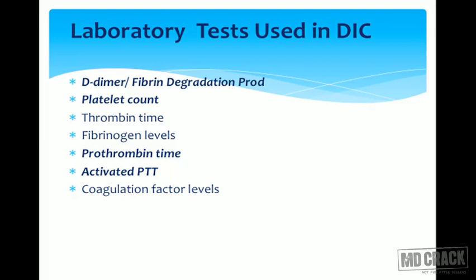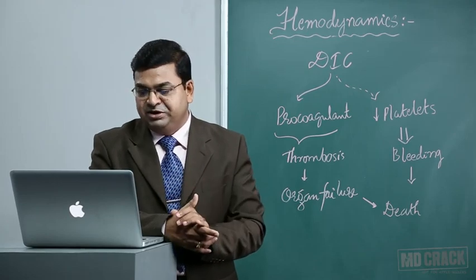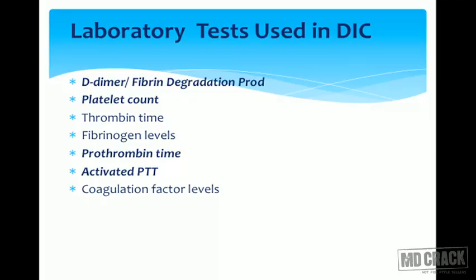D-dimer assay and FDPs, fibrin degradation products, are elevated in a patient with DIC. Platelet counts invariably go down, so there will be thrombocytopenia, sometimes severe. Thrombin time, prothrombin time, and activated partial thromboplastin time will all be elevated. You have to estimate fibrinogen levels and do coagulation factor level assays. Most of the tests you have to repeat once again, and to come to a conclusion you have to correlate the laboratory findings with the clinical conditions. Then only can you make a diagnosis of DIC. Otherwise, diagnosing DIC is sometimes really challenging for both the physician and the pathologist.